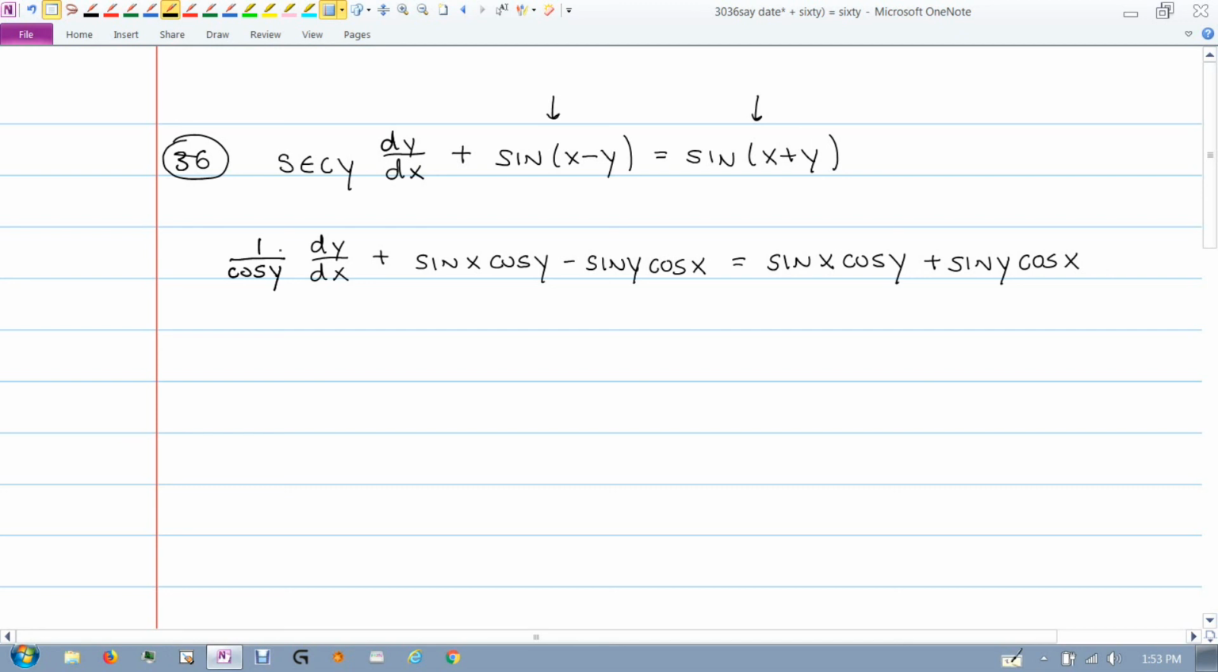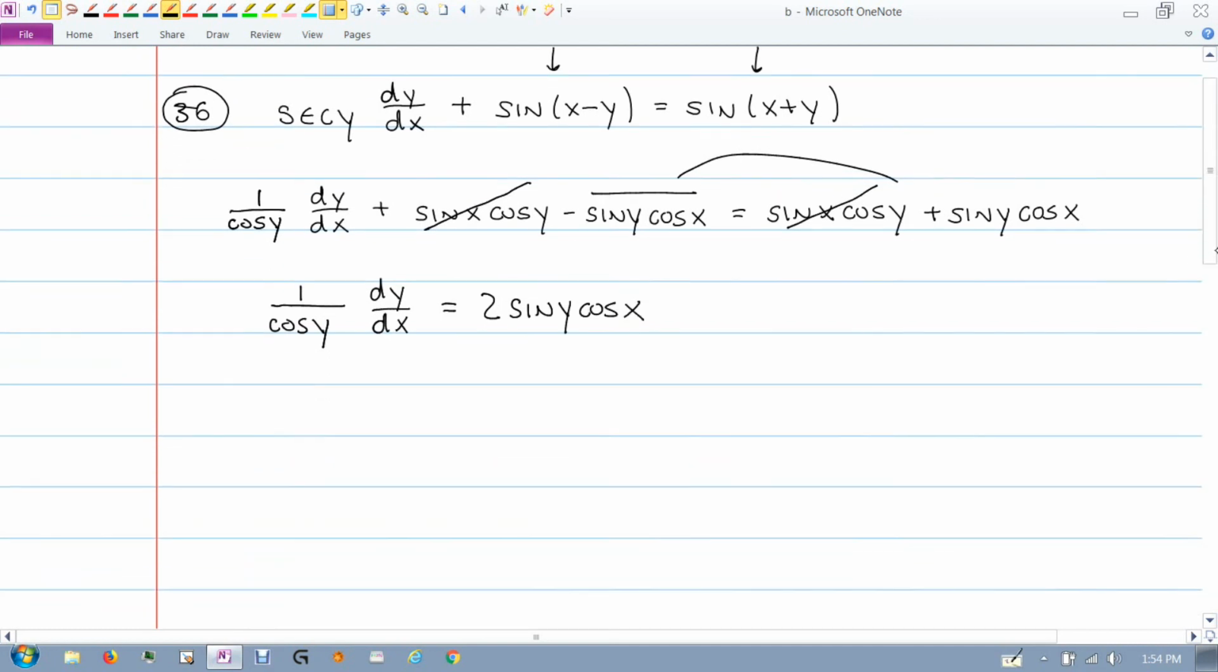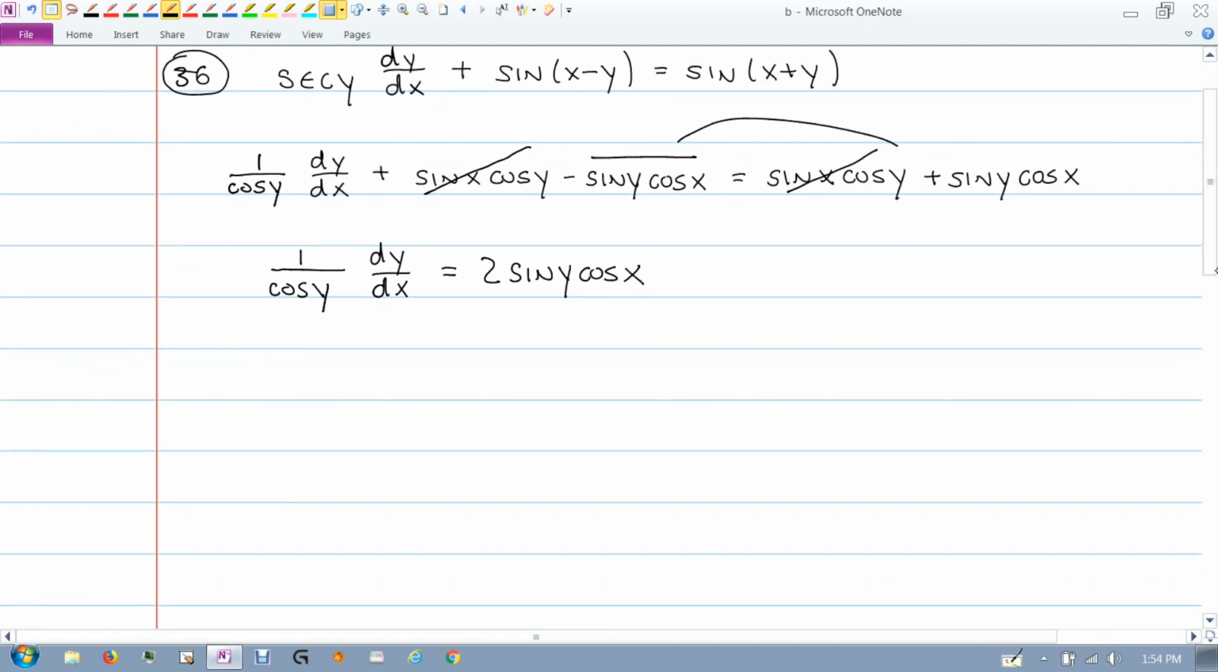I think we get some canceling here. If I subtract this on both sides, it goes away. And then these two come together. I can add that, put it over here, and it's going to give me 2 of them. So that's actually pretty nice. 1 over cosine y dy dx. And that's all that's left on the left side, because I brought that other one over. I get 2 sine y cosine x's. And now I can start moving things around.